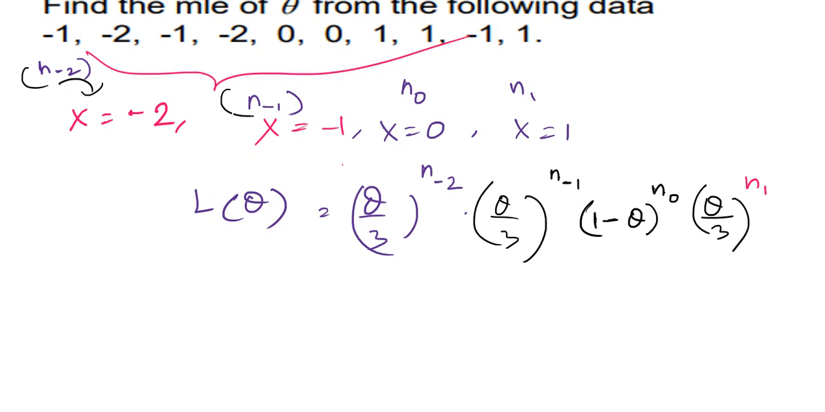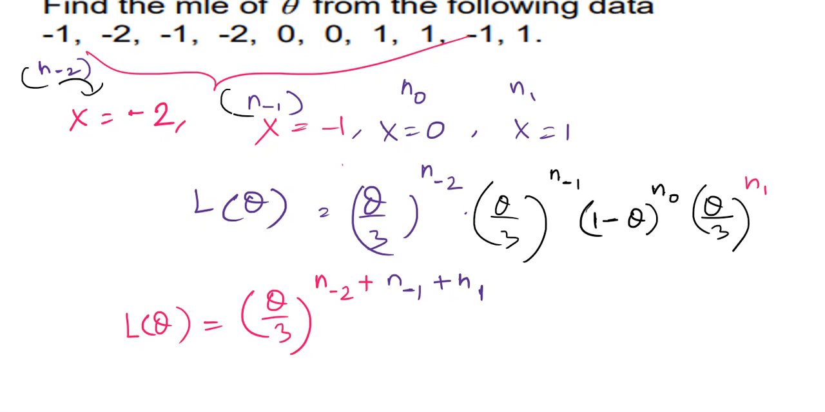Okay, so now simplifying that. So L theta equals to (theta by 3) to the power n of minus 2 plus n of minus 1 plus n1, into (1 minus theta) to the power n naught.